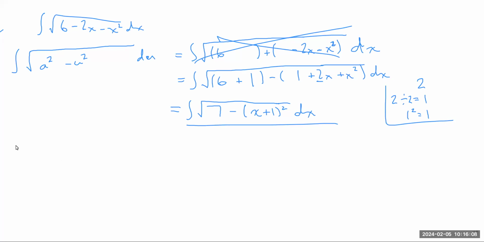I'm pretty sure the table formula I'm looking for has a left-hand side that looks like this: the square root of a squared minus u squared du. If anyone's looking at the tables, can you confirm? Since I think that's the case, let's figure out what a and u are for us. What's our a? Radical 7. What's our u? x plus 1, which means du is what?